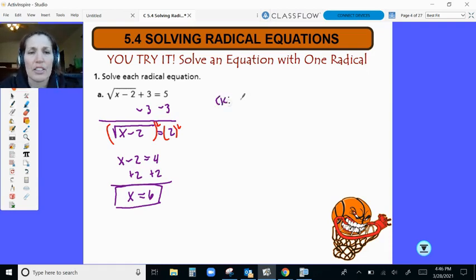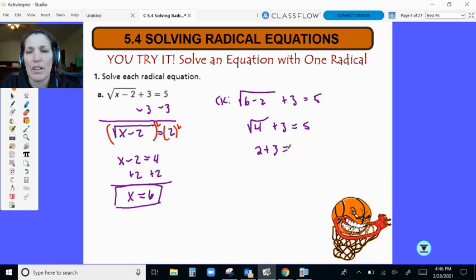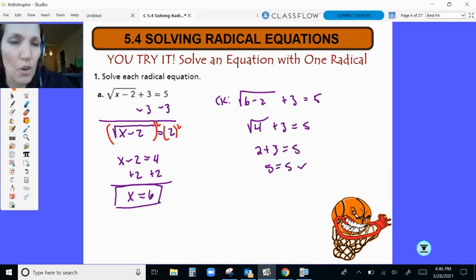I'm going to check this anyway. So we have the square root of 6 minus 2, plus 3, equals 5. The square root of 4 plus 3 equals 5. The square root of 4 is 2, plus 3 equals 5. So 5 equals 5. And there you go. You have your own answer key for your tests and your assignments.